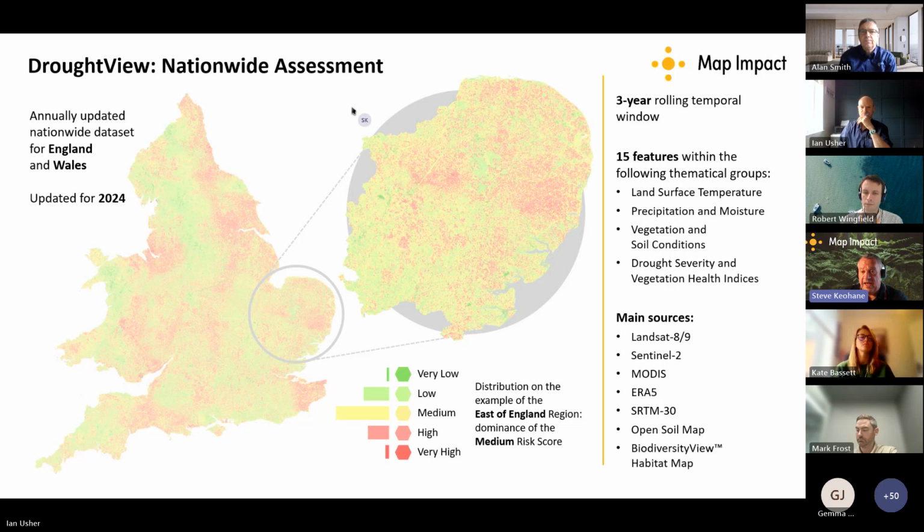We're expecting to see, again, some record claims going forward this autumn into winter on subsidence because of the clay shrink-swell background. Sources, again, a lot of satellite-based imagery here, but then also understanding soil condition, so data sources from that, and again underpinned by our biodiversity view product.